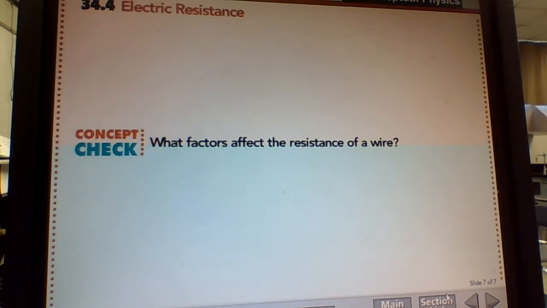So what factors affect the resistance of a wire? Again, there's temperature, thickness of the wire, type of material used in the wire, and the length that the wire runs. So that's the first half of the 34 notes. We'll get to 34 part 2 shortly.